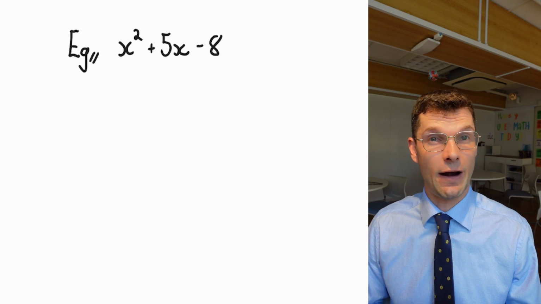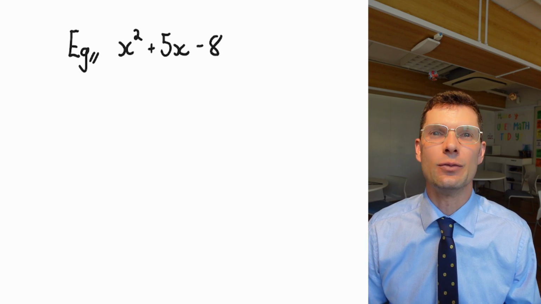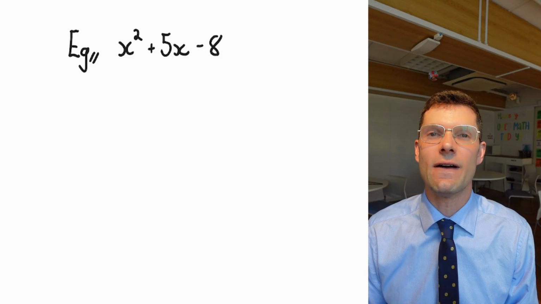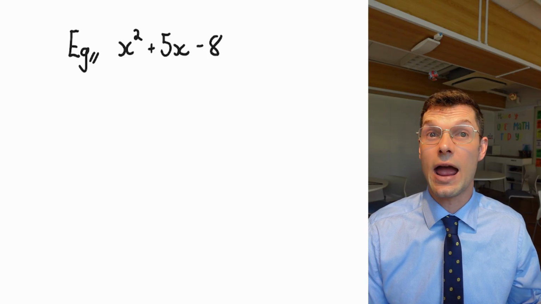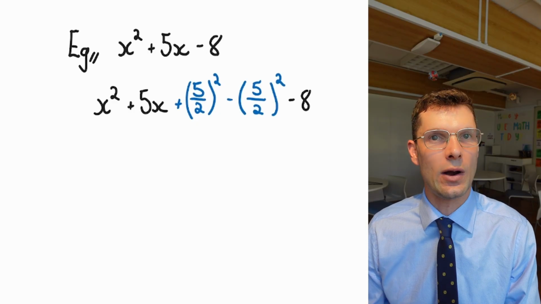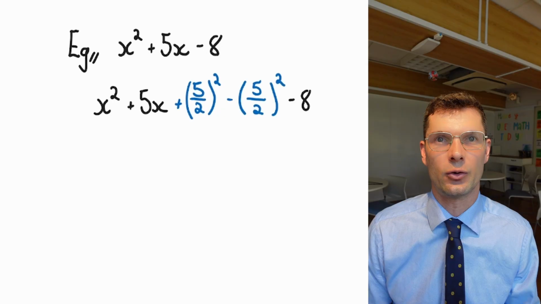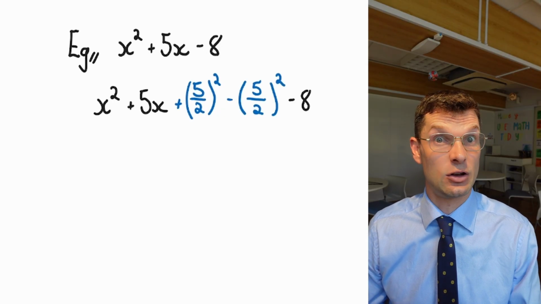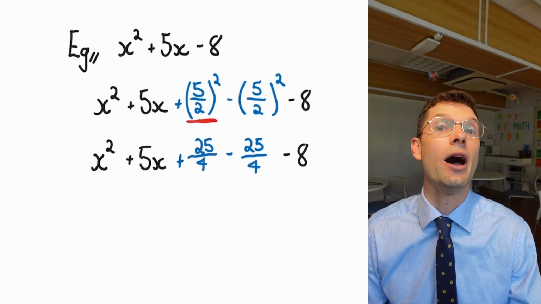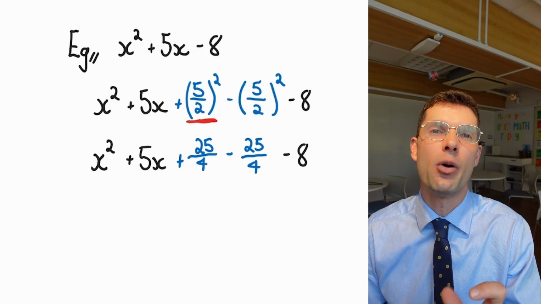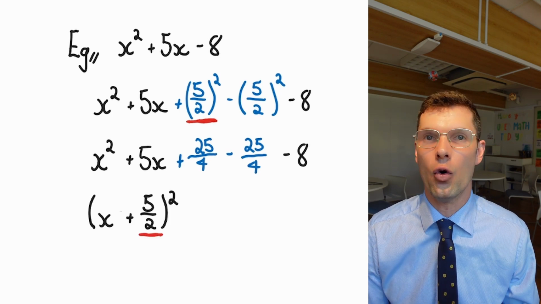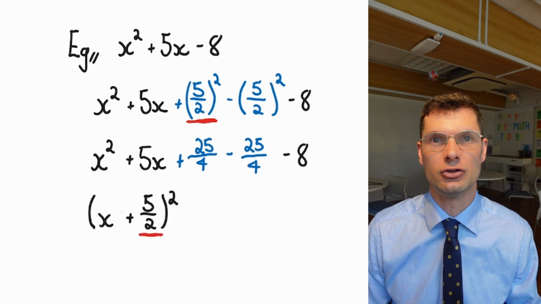Some teachers do like it in fraction form, so we're going to do that in this example. So I've got x squared plus 5x minus 8. So here I've got a half and then square the value that I'm going to add in. So I'm going to do x squared plus 5x plus 5 divided by 2, that's the half, all squared, minus 5 divided by 2 all squared, minus 8. If I do actually want to square these out, I've got x squared plus 5x plus 25 over 4 minus 25 over 4 minus 8. And the perfect square that I've made at the front would just give me x plus 2.5 all squared. Again, just half of that middle term, that 5.